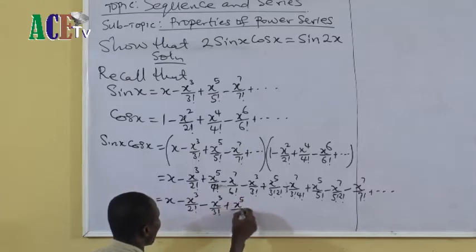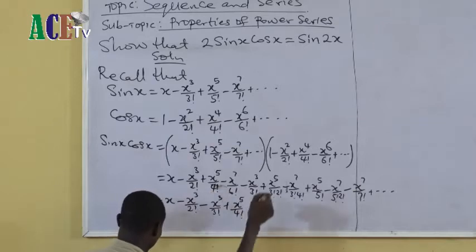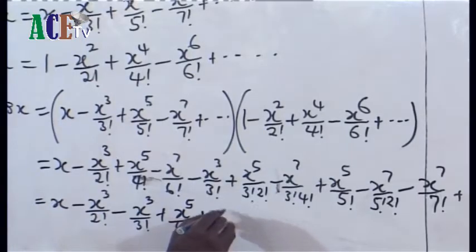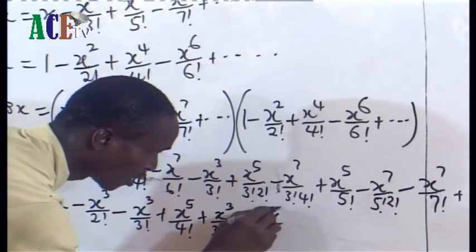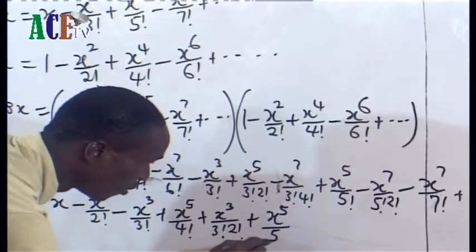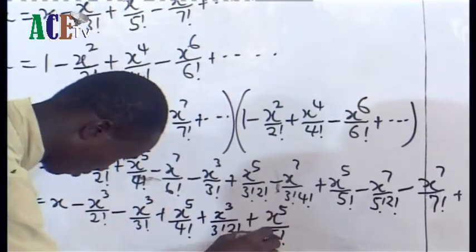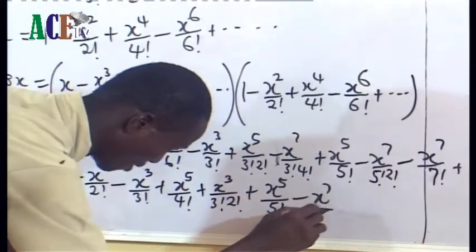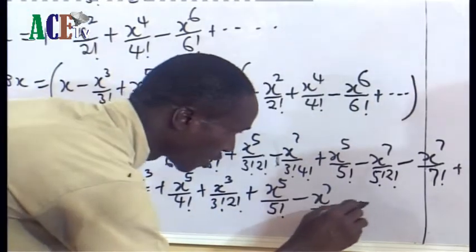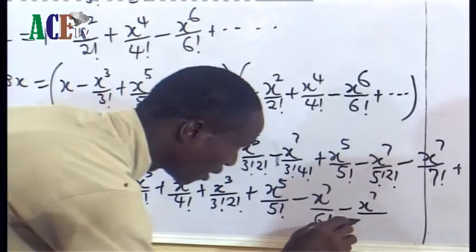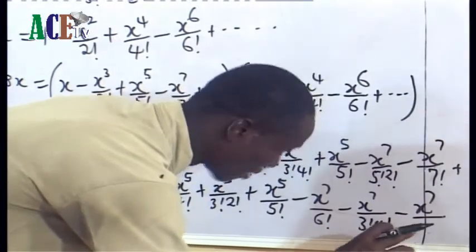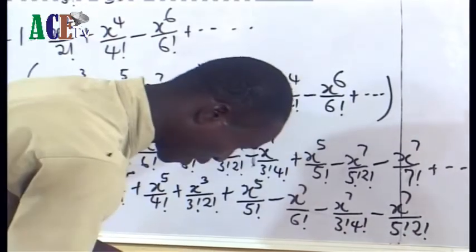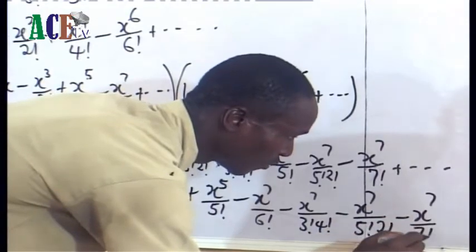plus x to the power 5 over 4 factorial, which is this, plus x to the power 3 over 3 factorial, 2 factorial, plus x to the power 5 over 5 factorial, this one, minus x to the power 7 over 6 factorial, minus x to the power 7 over 3 factorial, 4 factorial, minus x to the power 7 over 5 factorial, 2 factorial, minus x to the power 7 over 7 factorial.